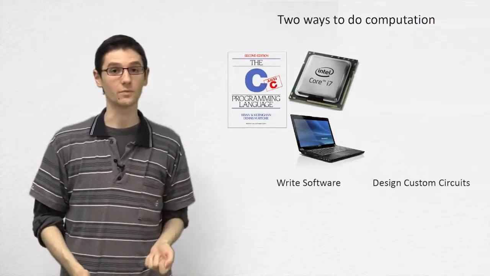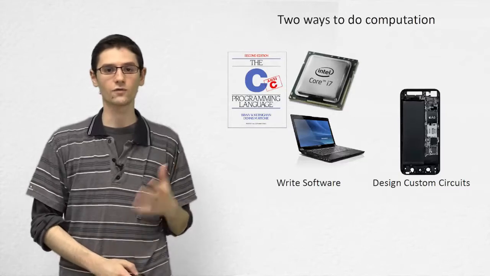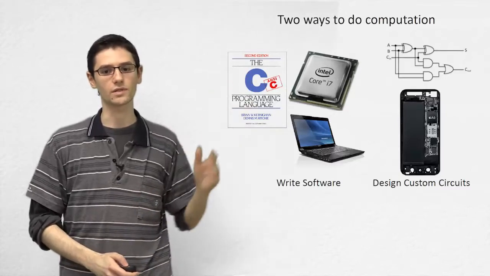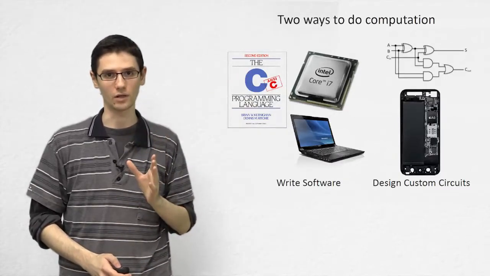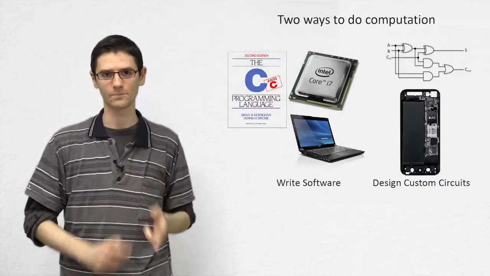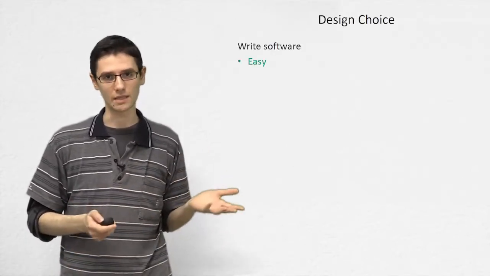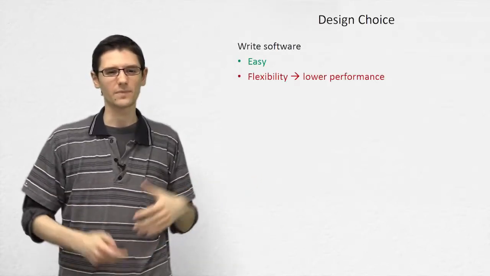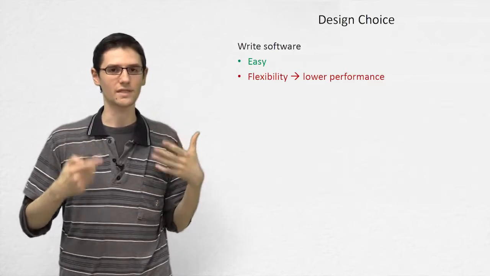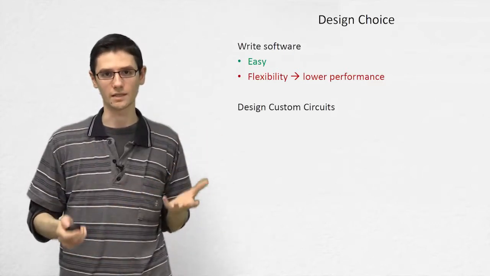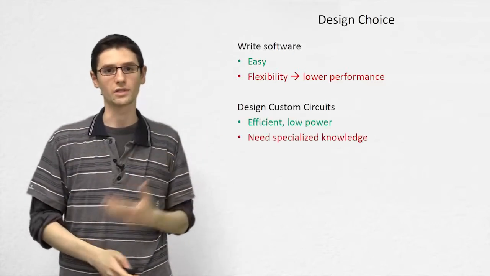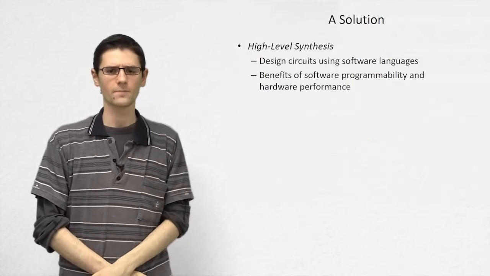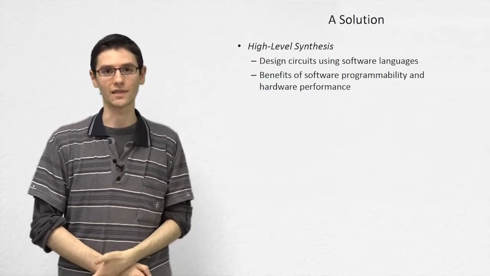This isn't as familiar, but your phone's a good example of this. Your phone has a lot of custom circuits like these ones, which each do one thing and one thing very well, very low power and very efficiently. So as engineers, we have this design choice. We can write software, which is easy. Every first-year engineer learns how to write code. But writing code doesn't have the same power and performance benefits as designing custom circuits, which unfortunately are more difficult to design. One solution, however, is something called high-level synthesis.